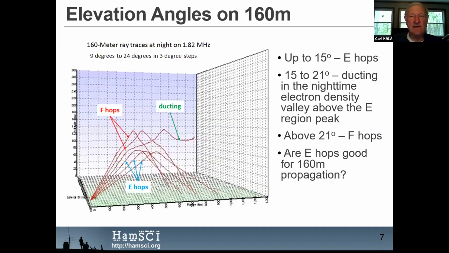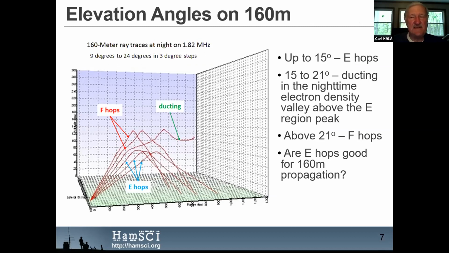Here's another example. This is 160 meters. Trying to understand 160 can be very difficult, and ray tracing can help, but we certainly don't know everything about propagation on 160 meters. This ray trace is at night on 1.82 megahertz. The rays are from 9 degrees to 24 degrees in 3-degree steps. And what you can see is there are three categories of modes.